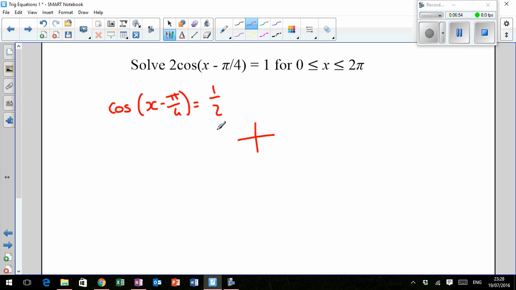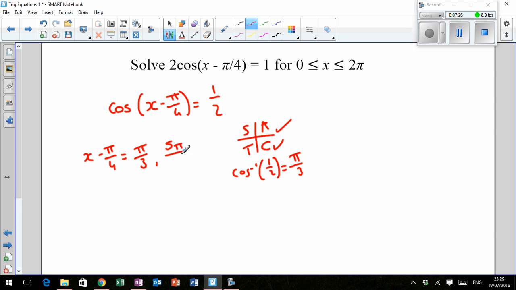Then next thing, this is going to be the last thing we deal with. We need to get rid of the cos, which means we use our CAST diagram. We're dealing with a positive cos, so we're in first and fourth. And we'll do the inverse of a half, which is 60 or pi over 3. Okay, so this thing here has to equal in the first quadrant pi over 3, and in the fourth quadrant, 2 pi subtract pi over 3, or 5 pi over 3. Again, just fractions, take your time with that.